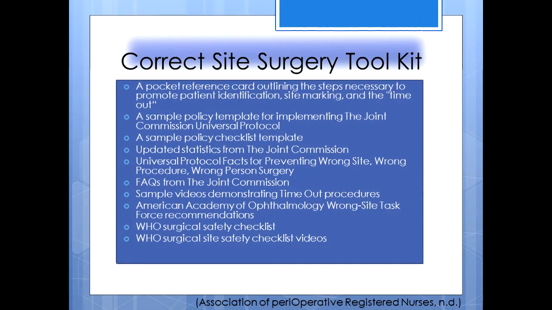So as you can see here, this is the correct site surgery kit and what it includes. There's a pocket reference card which outlines the steps that are necessary to promote patient identification, site marking, and the timeout part. A sample policy template for implementing the Joint Commission Universal Protocol. There's a sample policy checklist template. There's updated statistics from the Joint Commission. There's universal protocol facts for preventing wrong site, wrong procedure, and wrong person surgery. There's also frequently asked questions from the Joint Commission.